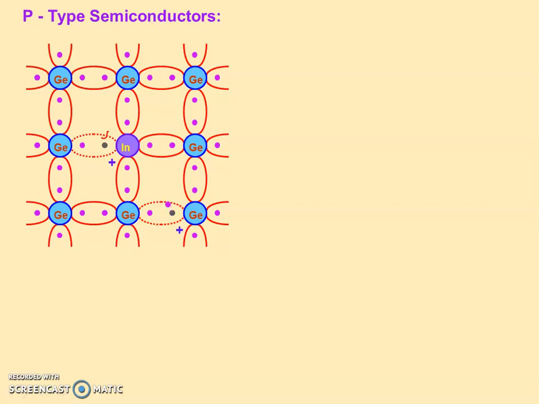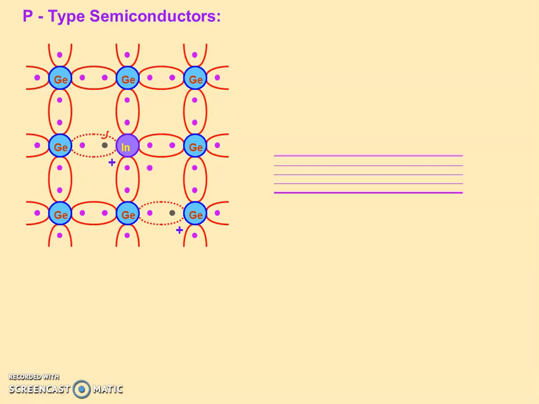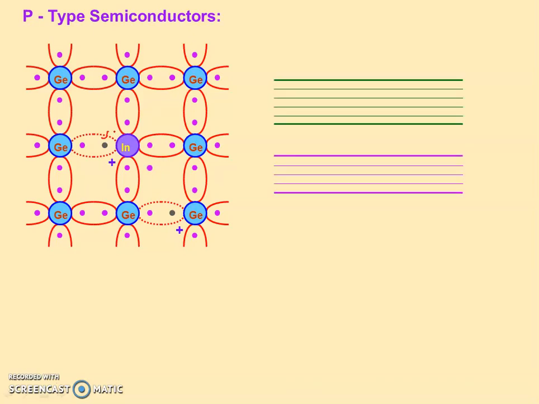Now, if we supply the heat energy, few electrons come out from the covalent bond, and so the number of holes is greater than number of free electrons inside the P-type semiconductor. So holes are called majority charge carriers and electrons are minority charge carriers in P-type semiconductor.